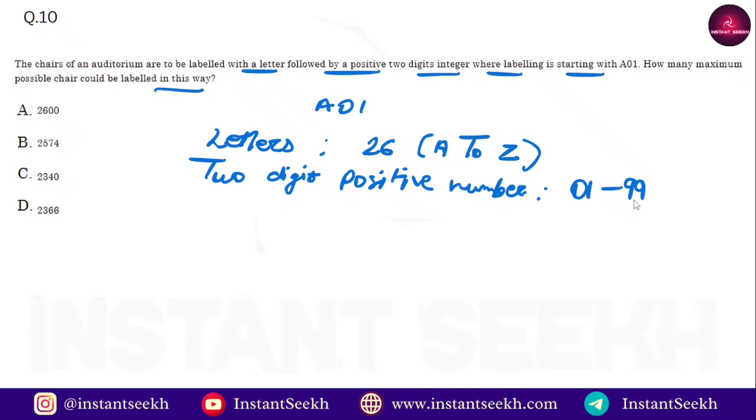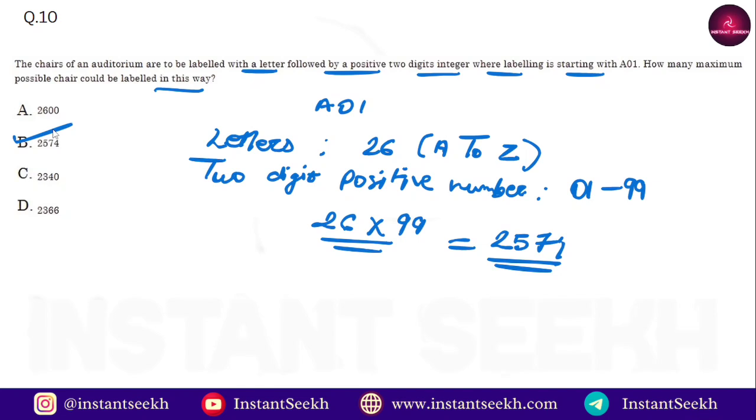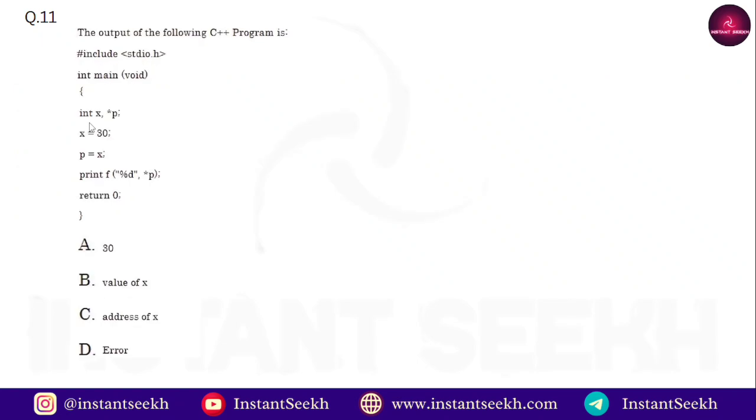So we have the number of letters, how many? 26. And we have the number of two-digit integers, how many? 99. So simply we will multiply, and if you multiply, you will get your answer, that is 2574 ways we can label the chairs in the auditorium. So your correct answer is option number B, that is 2574 ways to label the chairs. So answer B is your right answer. Let's move on to the next.